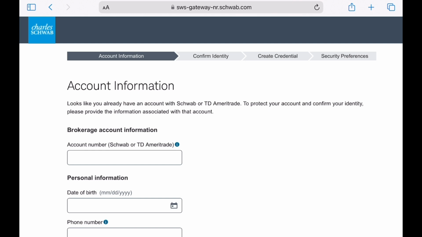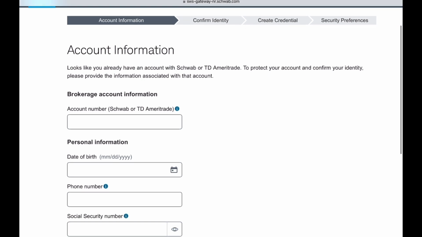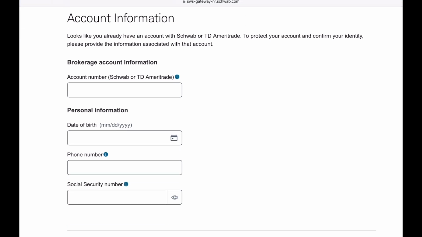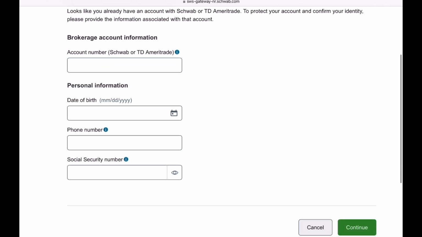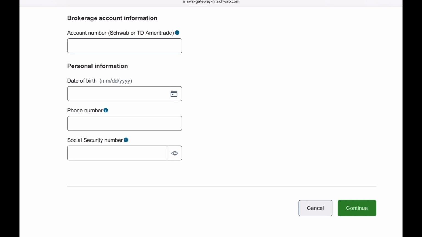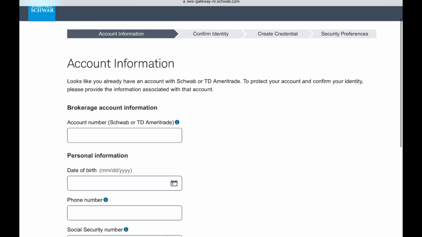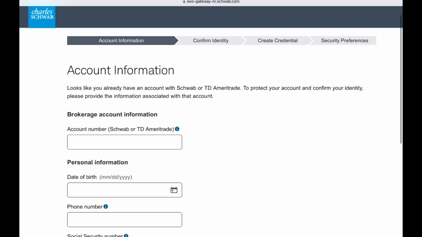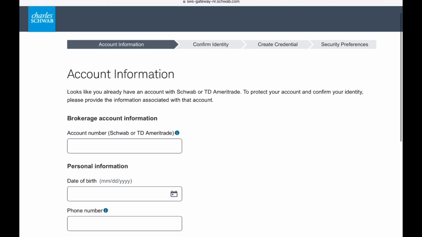With this, it's just basic information. They're going to ask you if you have your Schwab or TD Ameritrade ID, and that's just asking if you already have it. If you don't, then you just continue going. You're going to enter your date of birth, your phone number, social security number, and then you just keep moving forward in the process. Then you're going to confirm your identity. You can see that tab here. Then you're going to create your credentials, and then they'll have some security preferences that you set up. And then from there, you essentially have your account.